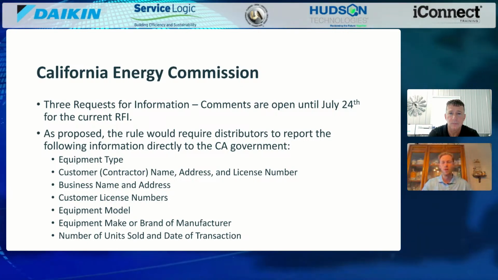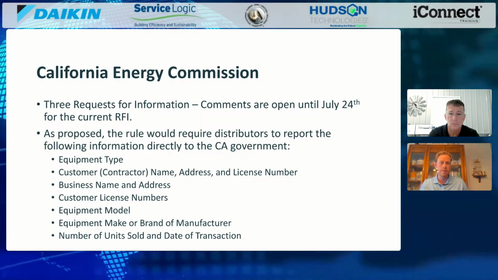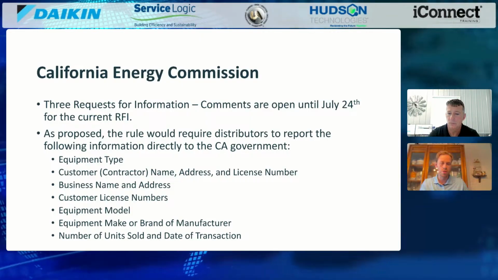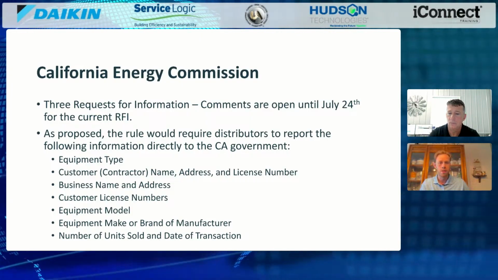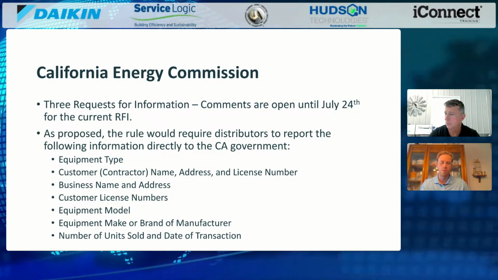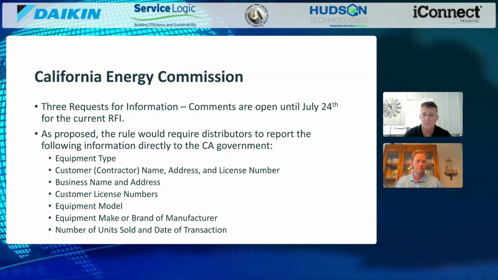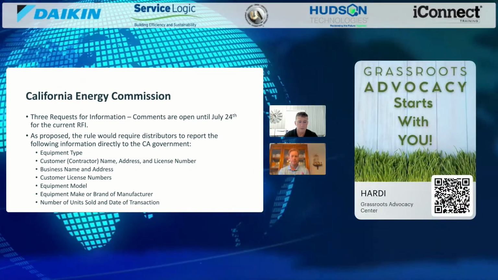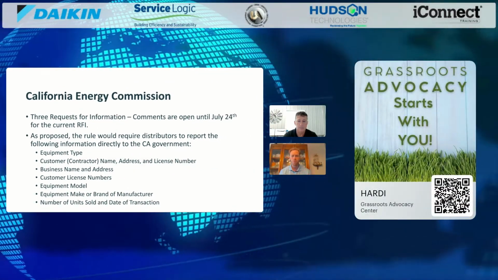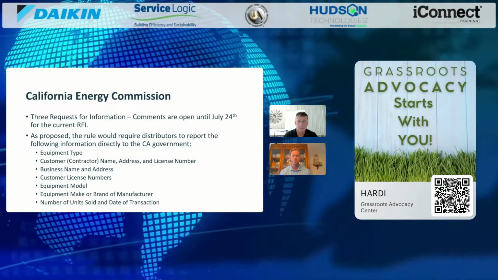So if people wanted to submit a comment, HARDI has a grassroots advocacy center that anybody in the industry, manufacturer, distributor, or contractor in California could go to. They can submit a comment. It's a very simple process. I believe we have a QR code that can come up on the screen as well to let people know about it. If you scan that QR code, you'll go to HARDI's Grassroots Advocacy Center. You'll see a list of all the campaigns we have open.